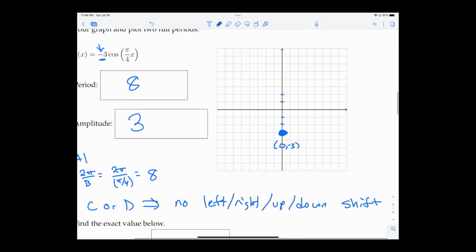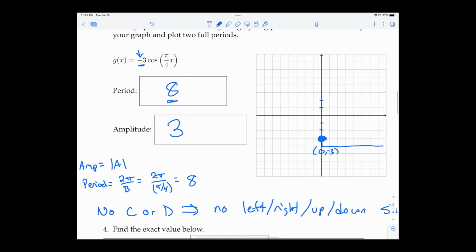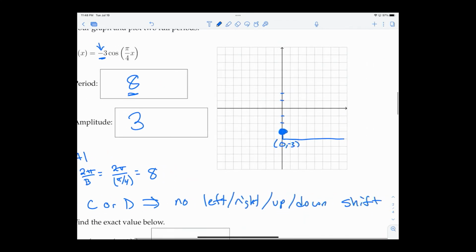So here, that means from this point, we should go out however far. So we should go out like this. How far? 8. So we count 1, 2, 3, 4, 5, 6, 7, 8. That means here. That's an 8. So that's at 8, negative 3, for example.